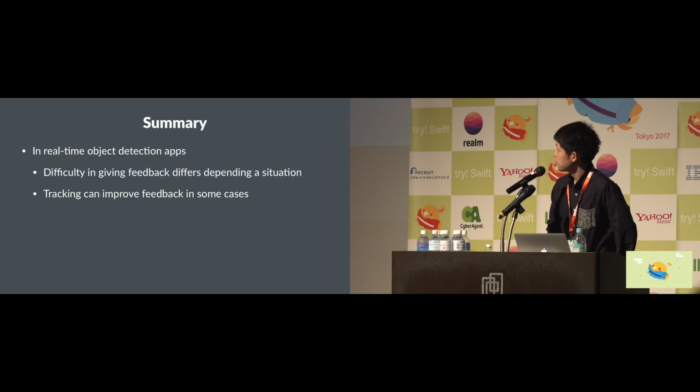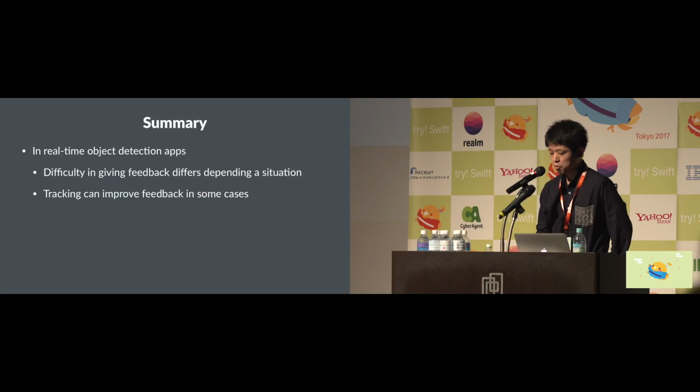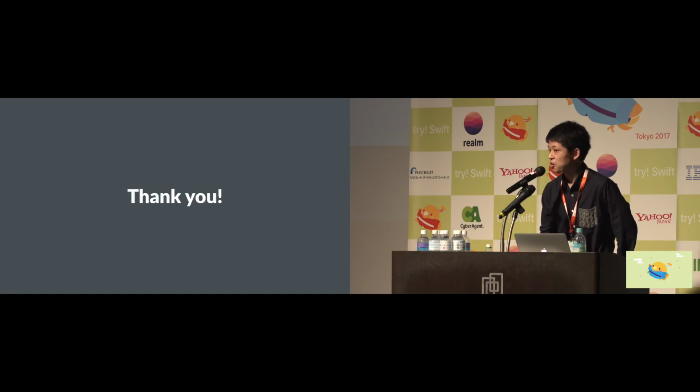To summarize, in a real-time object detection app, the difficulty in giving feedback differs depending on the situation or problem. But sometimes tracking can improve feedback. So when you build a real-time object detection app, I don't know if you'll have a chance or not, but I think it's a good idea to care about tracking from the beginning of the project, in addition to the detection process itself. That's all. Thank you.